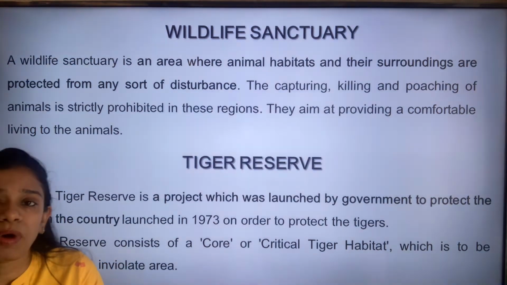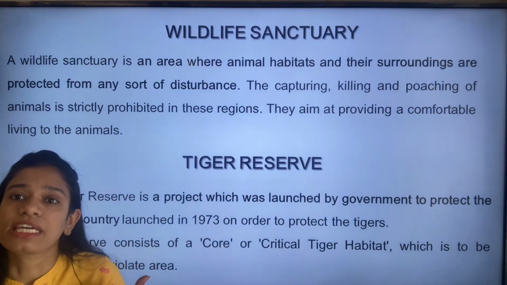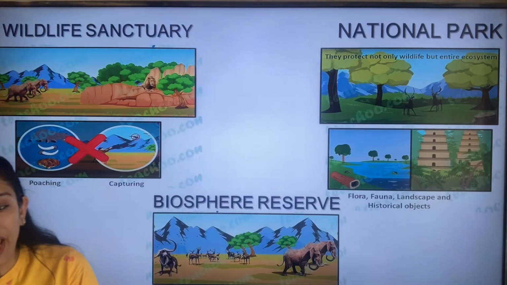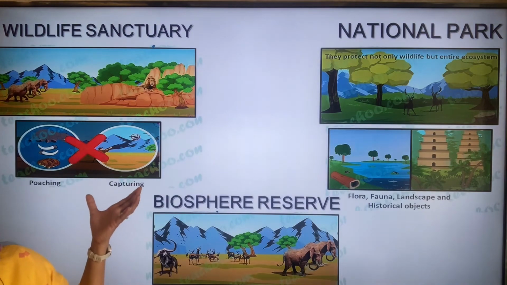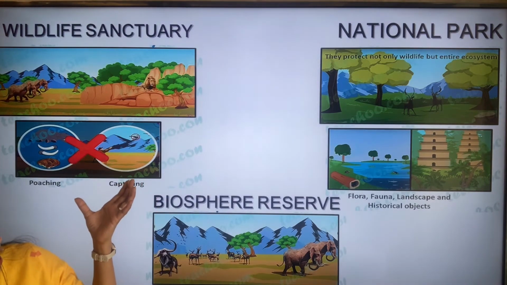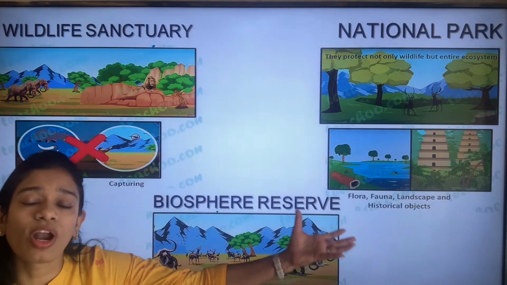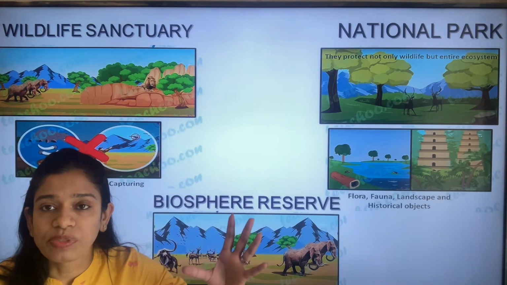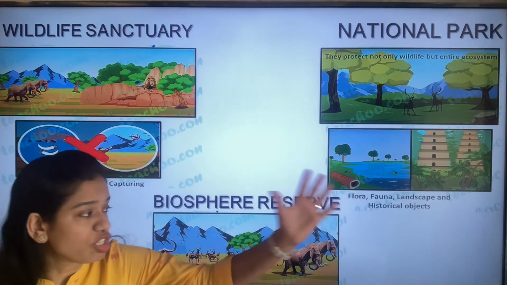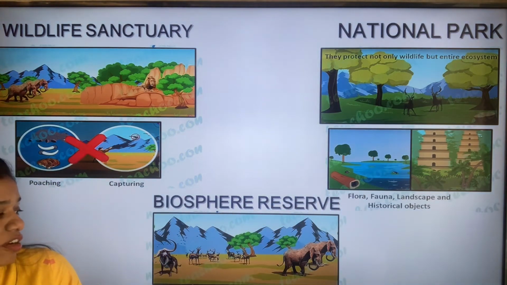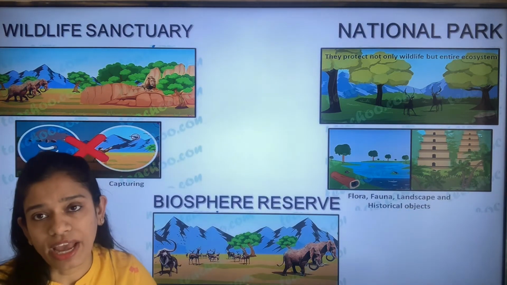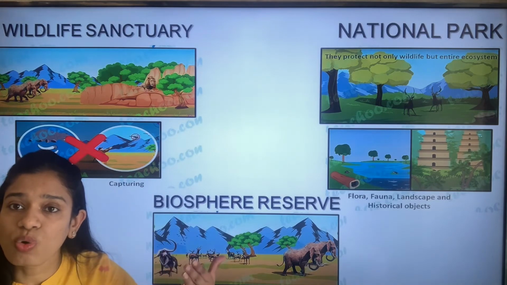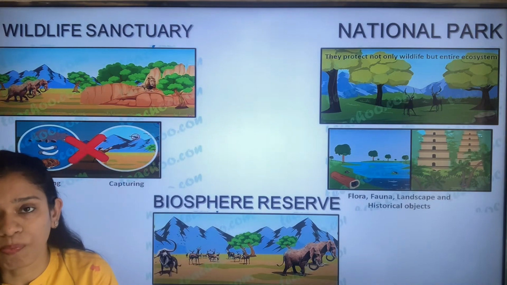So this is about the wildlife sanctuary, the national park, the Biosphere Reserve, and the Tiger Reserve. Now this is a wildlife sanctuary where no capturing, poaching, or hunting is allowed. This is a national park where flora and fauna, along with historical objects like any caves or any temple or any particular lake, are preserved. And this is a Biosphere Reserve. It may contain protected areas in it, because a Biosphere Reserve has three zones, that is the core zone, the buffer zone, and the manipulation zone.